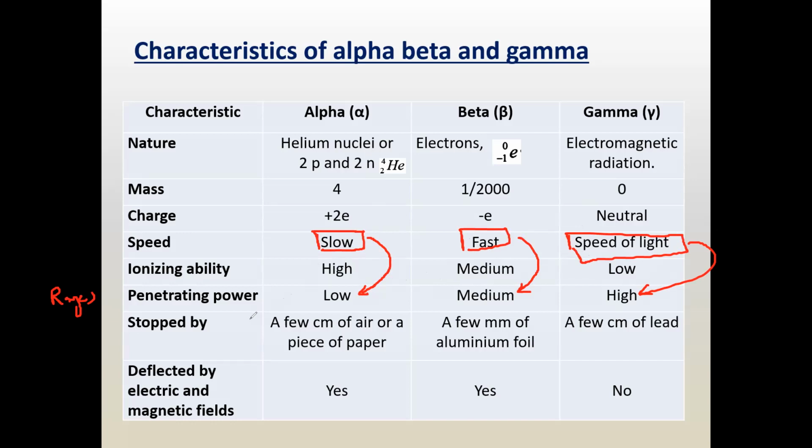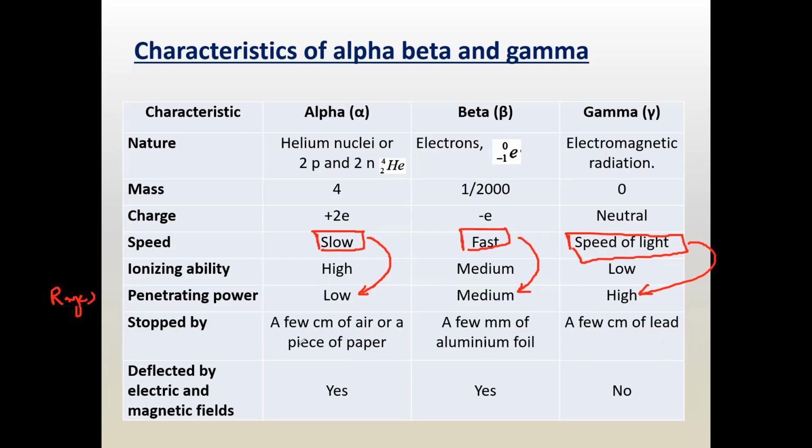If we want to stop the alpha particle, we can use even a few centimeters of air or a piece of paper. If we want to stop the beta, we can use an aluminum foil. And if we want to stop the gamma, a few centimeters of lead or concrete can be used, because gamma has a higher penetration. So we need lead to stop these gamma radiation.